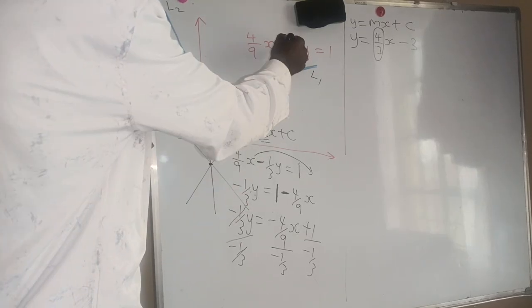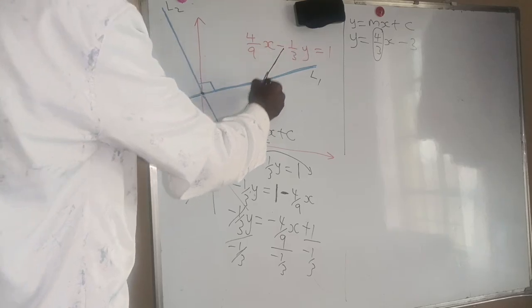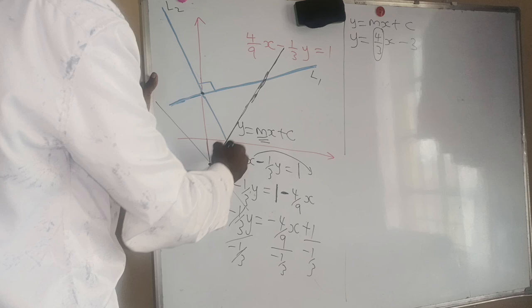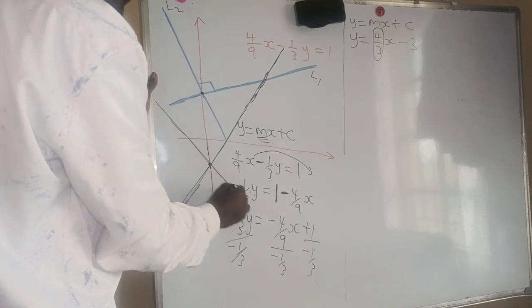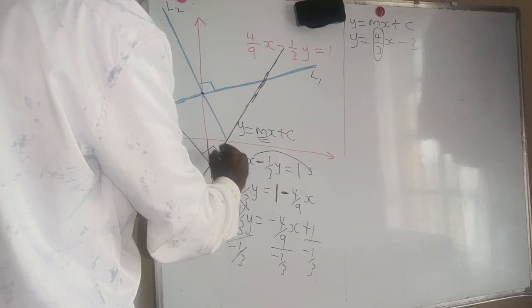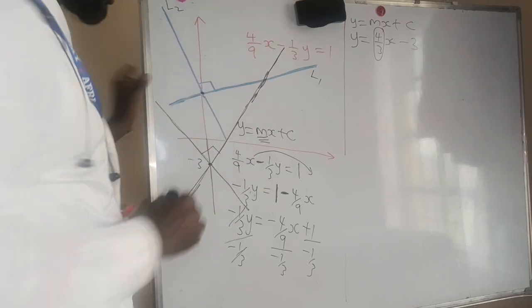So this is my first line, which is 4/9 x minus 1/3 y is equal to 1. Then this is line 2, the perpendicular line to that first line. So they are forming 90 degrees. And this line 1 intersects the y-axis at -3.